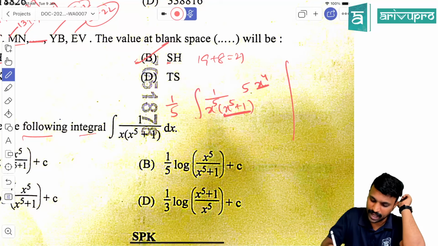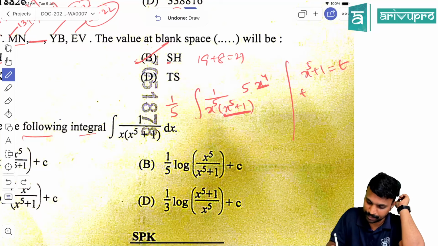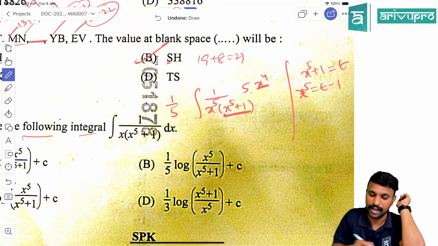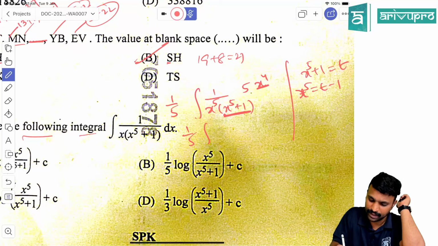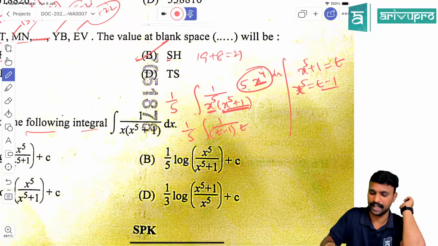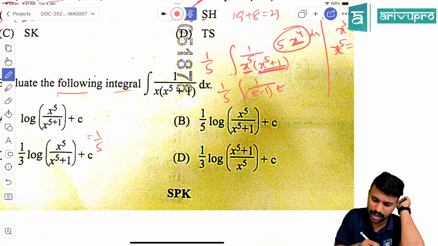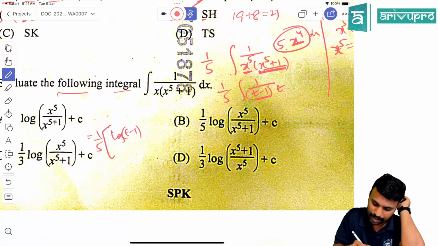Now guys, since x power 5 plus 1 is equal to t, obviously x power 5 is equal to t minus 1. So what will happen? 1 by 5. Guys, definitely the f dash of x dx will get eliminated in substitution problems, and what is remaining? x power 5 is t minus 1 and x power 5 plus 1 is t. Now it is basically integration by partial fractions. I have given a shortcut for such problems. What is it? The first factor is t minus 1, so log of t minus 1 plus some constant into log t.